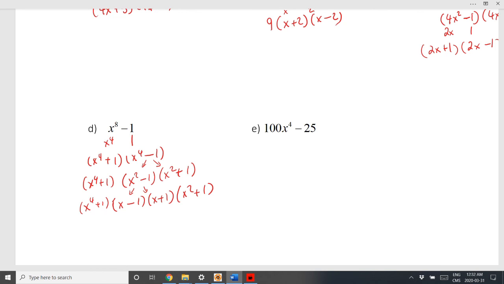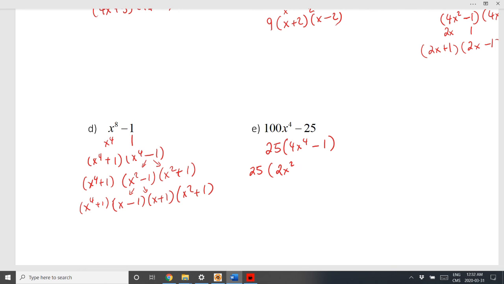This one here, again, the first thing we're going to do is try to common factor. So from both of these terms, we could actually factor out a 25. And we're going to be left with 4x to the power of 4 minus 1. And as you can see, that's a perfect square, 4x to the power of 4. Let's factor that. So we'll leave the 25 out in front.